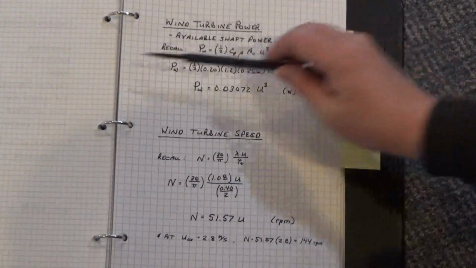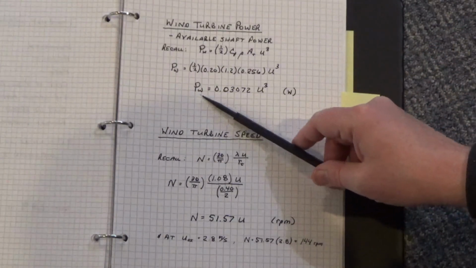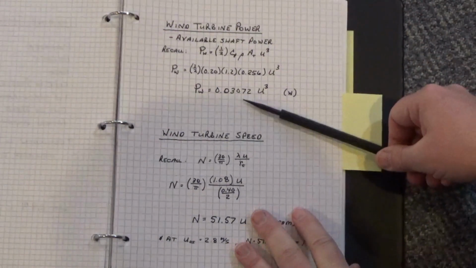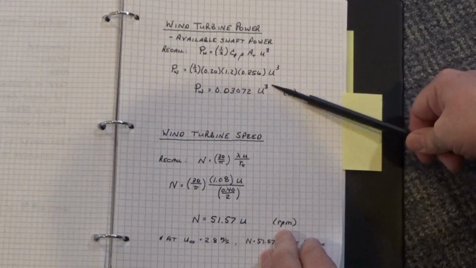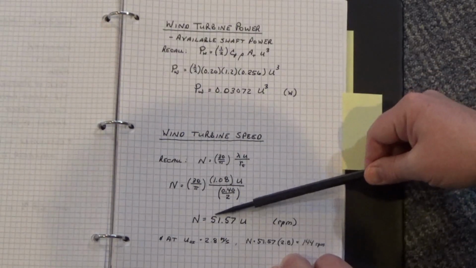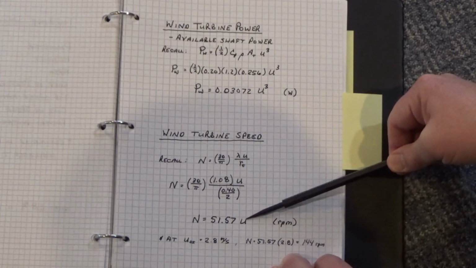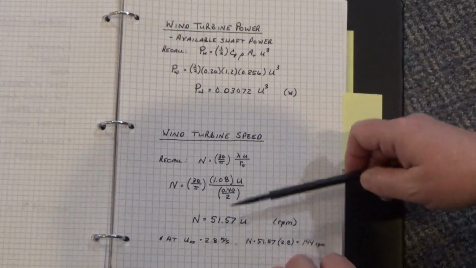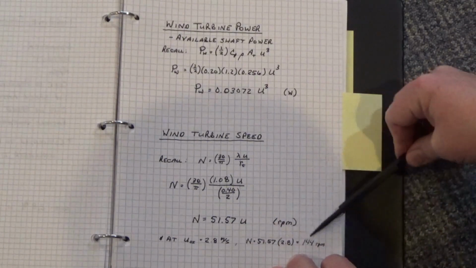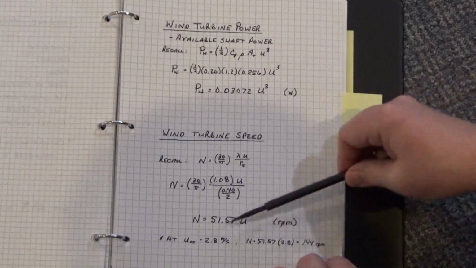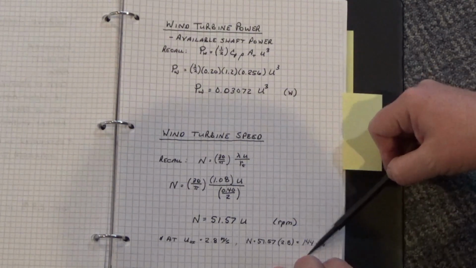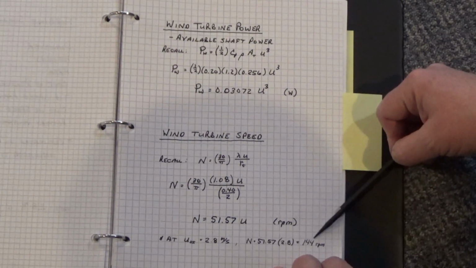So if I plug in those values, I can calculate power in the wind, 0.03072. That's too many decimal places, but I'm just carrying them through. Times the speed of the wind cubed, and we can figure the turbine speed is 51.57 times the wind speed, in RPM. And so if we say 2.8 meters per second is our cut-in, then we've got a speed of 144 RPM at that wind speed. So this is the speed at which our generator has to reach 14 volts.